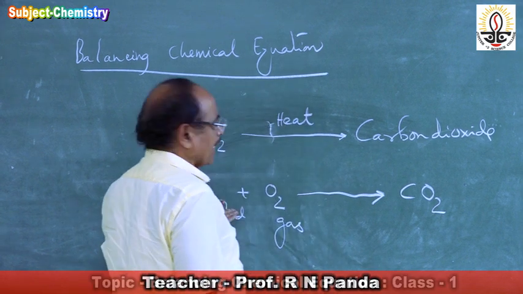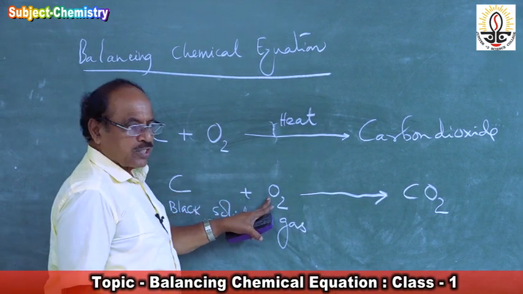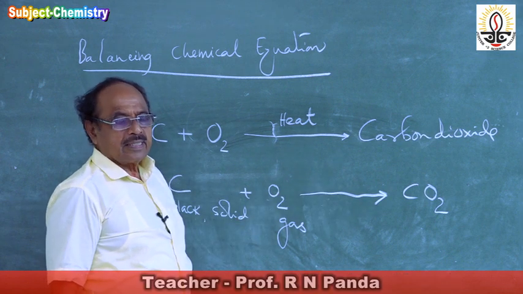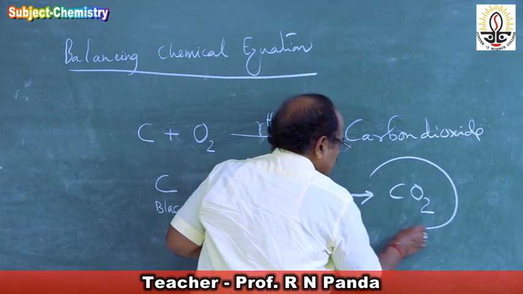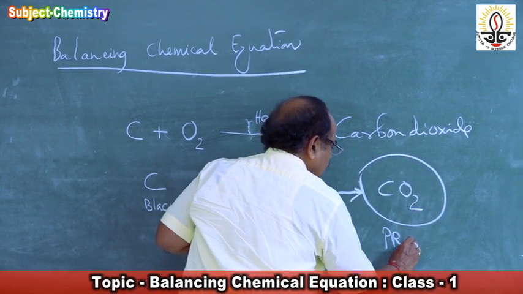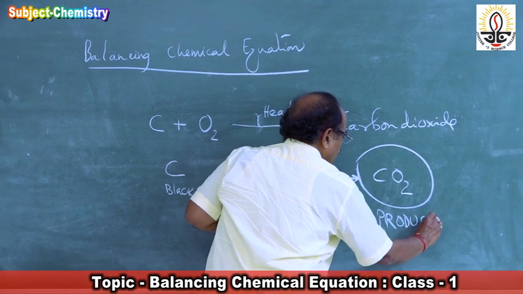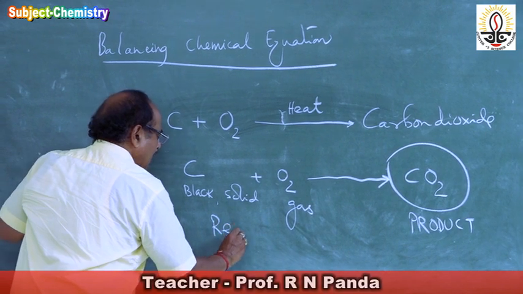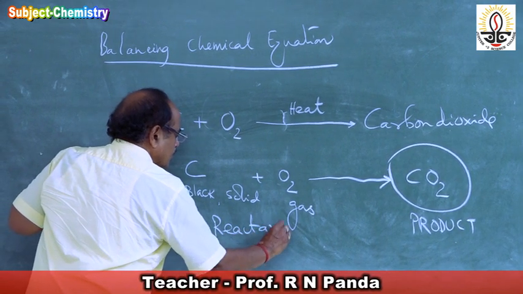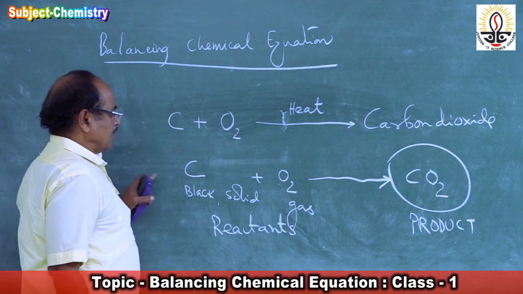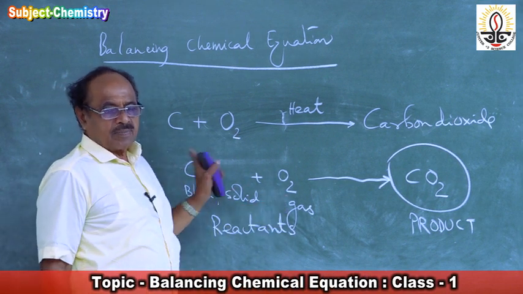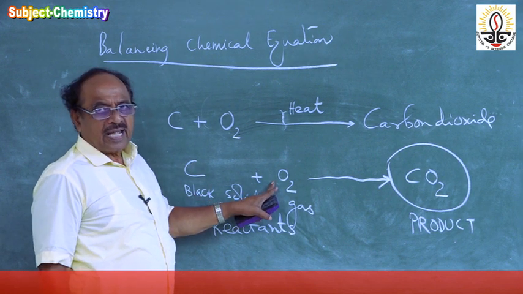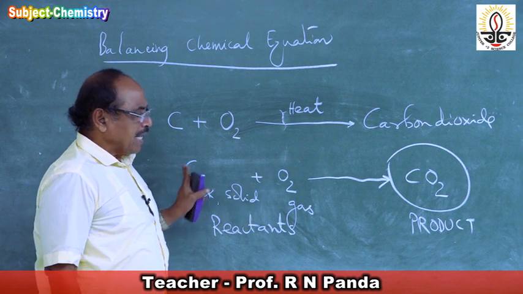Now this is a chemical reaction. Carbon reacts with oxygen to form carbon dioxide. So this carbon dioxide produced is called a product. And they are reacting, so we call them reactants. Carbon is reacting with oxygen. Carbon is an element, a solid. Oxygen is a gas, and they are reacting.